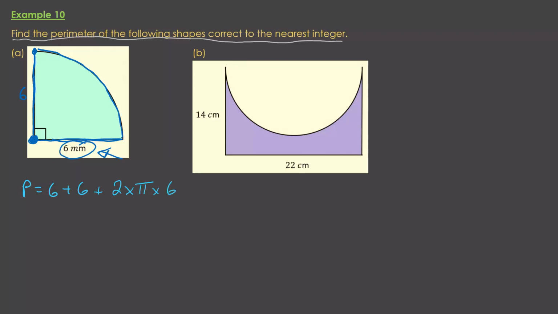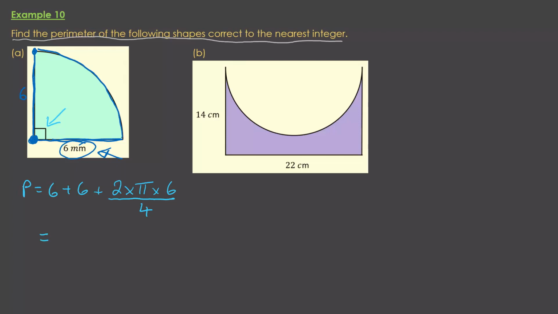But we don't have a whole circle. We've got a quarter of a circle. We can see that because of the right angle here. So what we need to do is divide this part by 4. 2 times pi times 6 would be the whole circumference, but we've only got a quarter.